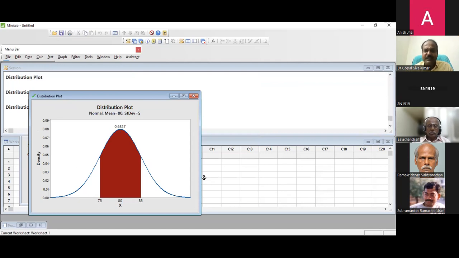Because we have taken the standard deviation value as 5. Higher standard deviation indicates poor control over the students. In business, poor control over the process. Well said.